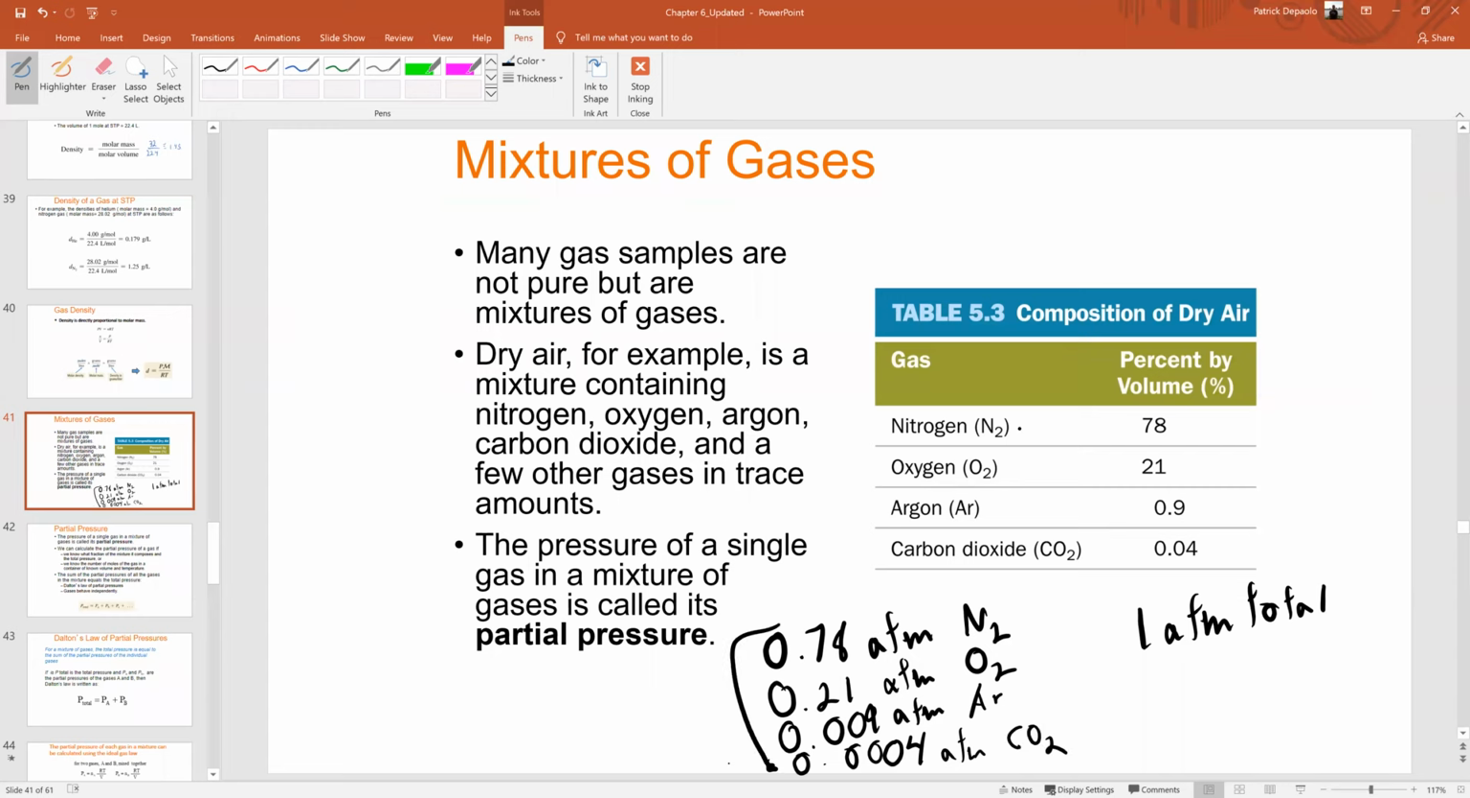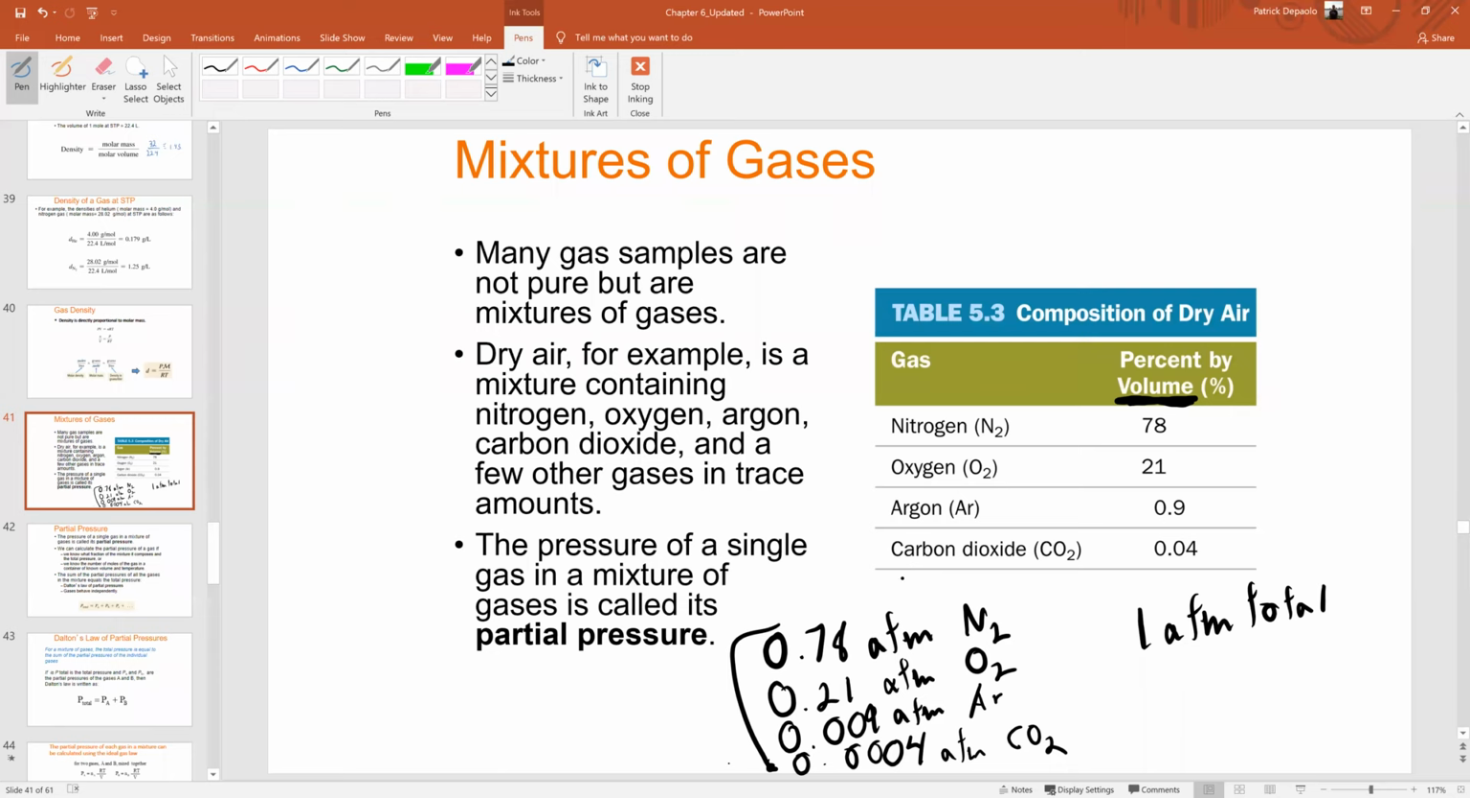So basically, with knowing a total pressure and percent by volume, there's a lot going on here. Percent by volume, right? And I can say that the percent by volume is equal to the percent by pressure, or by all the pressures add up. If I had 1 atm total, you can use those percents to figure out the partial pressure.